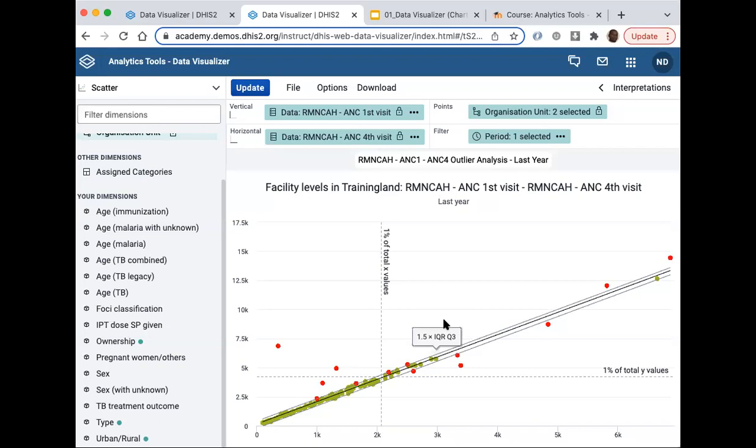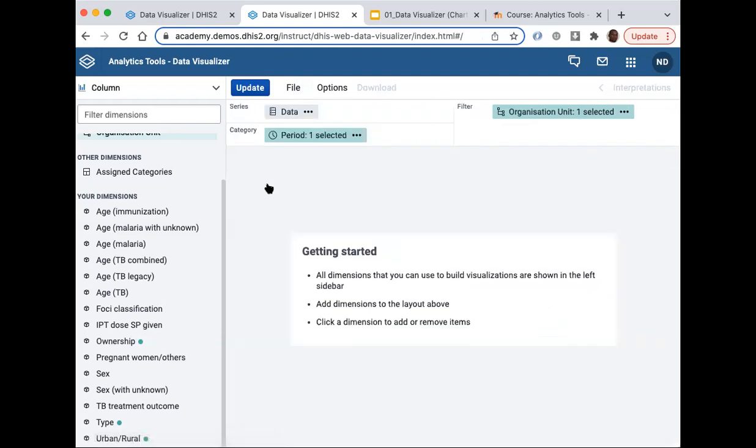And then because of time, I'm not going to be able to go through all that. But I'm just going to show you how we can create this outlier analysis. Basically, it is used for indicators or elements that are already related. For example, here we're looking at the first visit and fourth visit. They have some kind of relationship, and you are also aiming to make sure that whatever you have in one indicator should be matching the other indicator. So for that particular case, I'm going to flush this and then start all over creating this scatter plot.